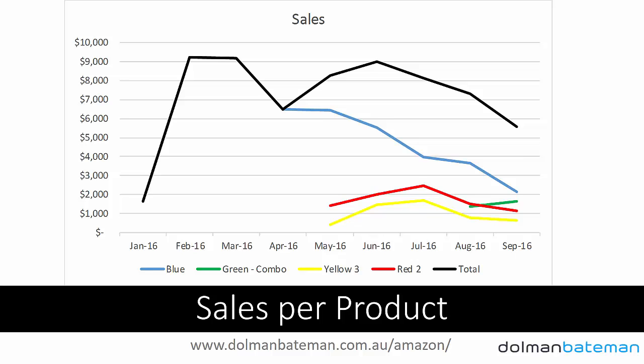In these graphs, I've shown all these products. Blue is the main product. Yellow, red and green are bundled products. As we can see, the bundles have worked to some extent to address the loss in sales, but the primary product is still losing ground.